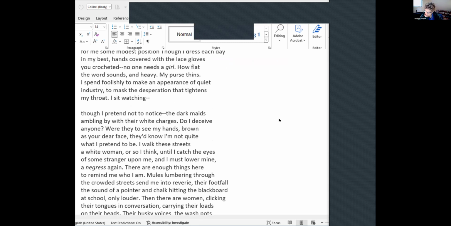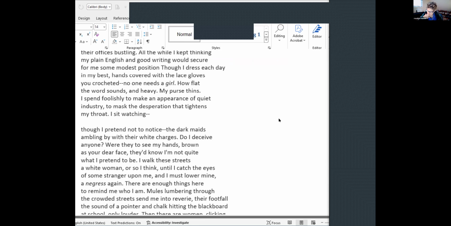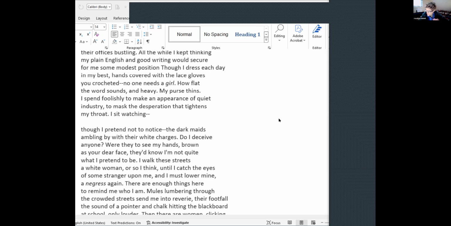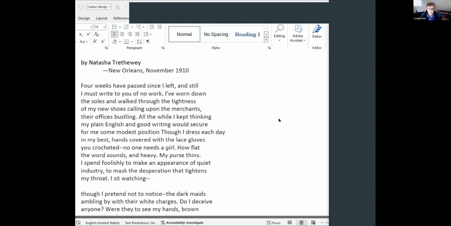There you go. One observation, or I guess kind of a question that I had, is you had talked about epistolary writing: conversational but not everyday language. But there are two things that really strike me in this poem, and one is sometimes the plainness of the language is sort of against some of the imagery, and has a real punch to it. Like the first line, for instance, is almost prosaic. It's just, bam, four weeks have passed since I left, and still I must write you of no work. Very conversational. And then you get the tightness of the new shoes. I don't know, that balance was pretty cool.